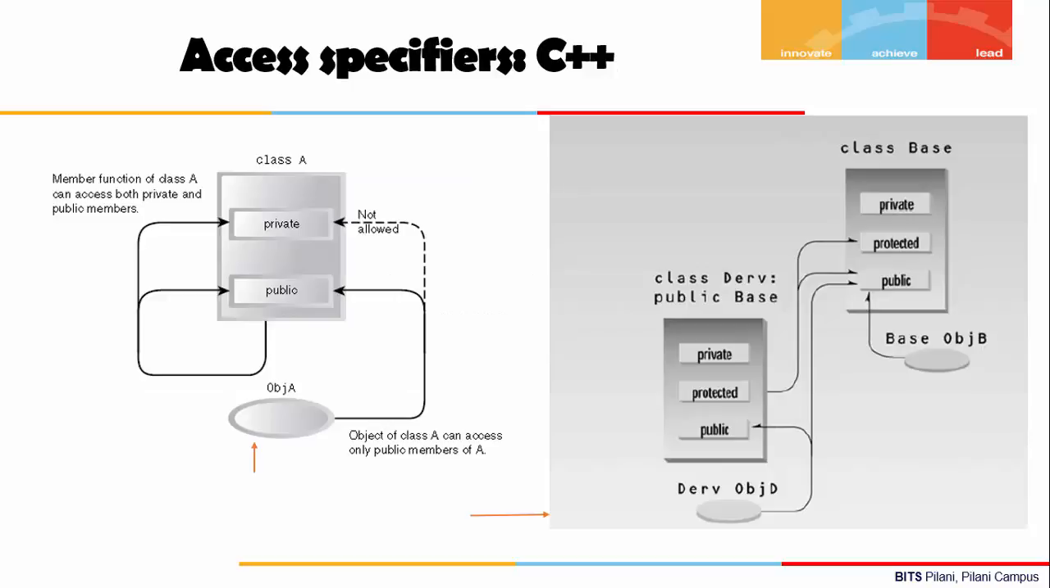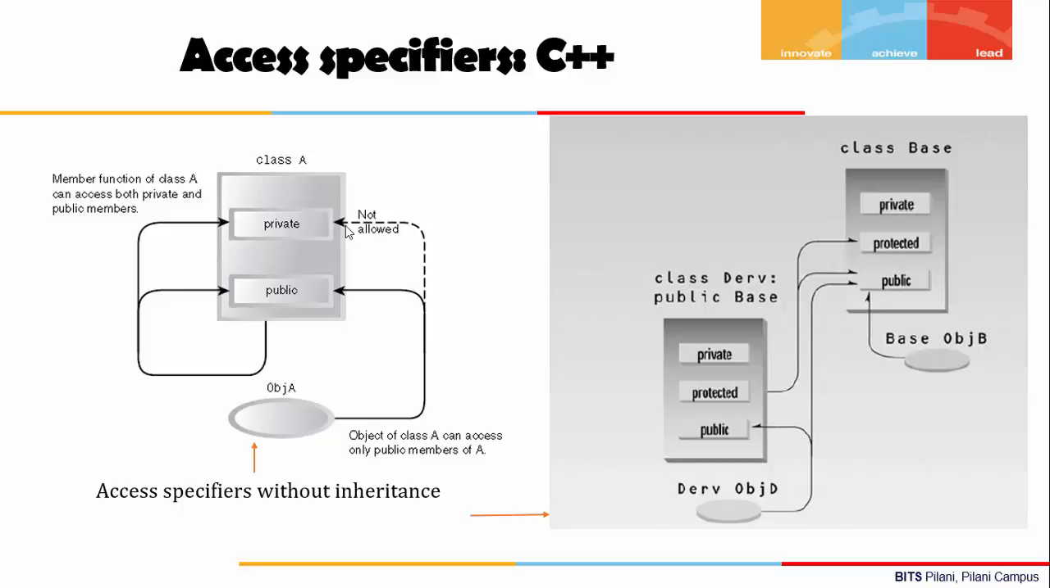So a protected member can be accessed by member functions in its own class. This is one example. We have an object A. It can access only public members of A, and member functions of class A can access both private and public members. So inside this they can access both. Member functions of this can access both. An object which is defined externally can only access public members. This is what we discussed just now. That is the access specifiers without inheritance.